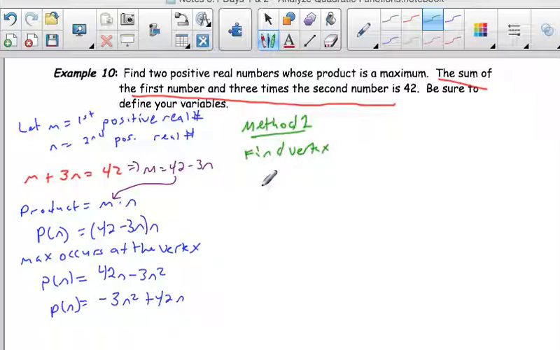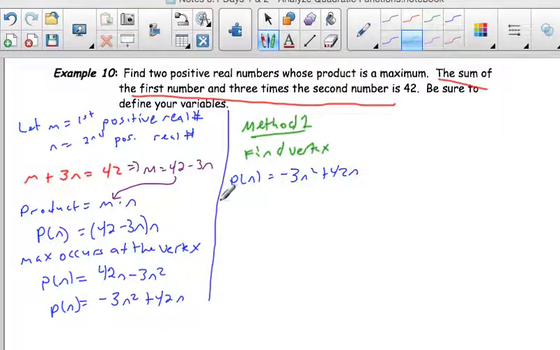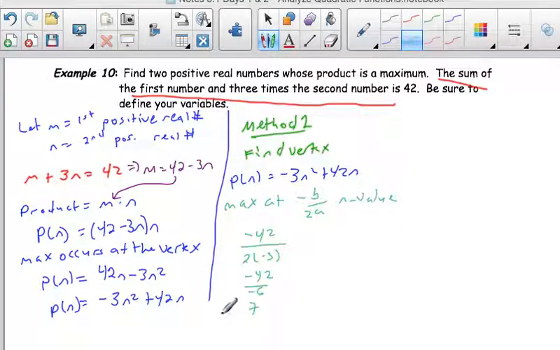When I'm looking at an equation in general form, P of n is equal to negative 3n squared plus 42n. The vertex, or the maximum, occurs at negative b over 2a as our, in this case, n value, or normally our x value. So the maximum is going to occur at negative b, which is negative 42, over 2 times a, which is 2 times negative 3, which is negative 42 over negative 6, which is 7. So n equals 7 is where the maximum occurs.